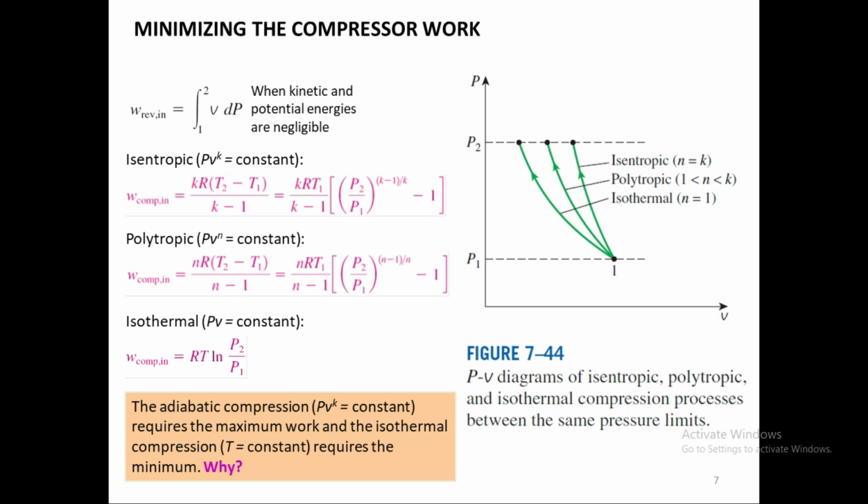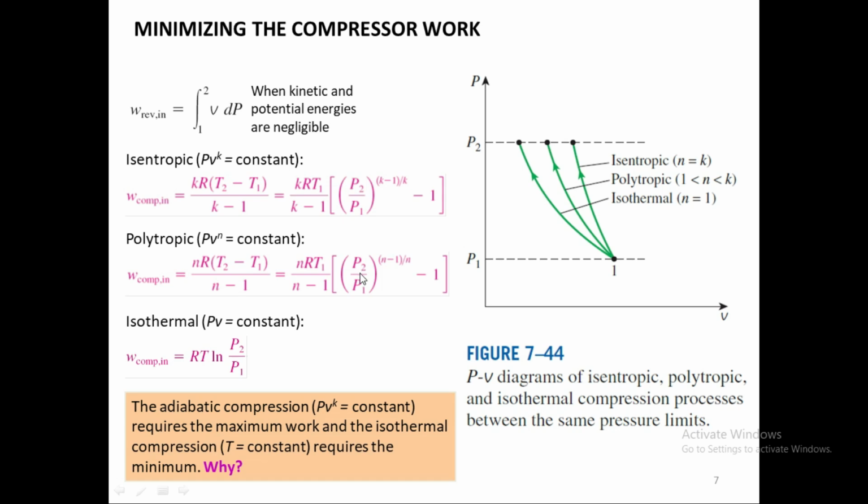As you can see, the reversible compressor work can be given by V dP. V is the specific volume and dP is the pressure difference, and kinetic and potential energies are negligible. So we can integrate this one to find out the work required by the compressor. So this will be the isentropic, PV to the power k constant, work. We can integrate here, and then this will be the answer.